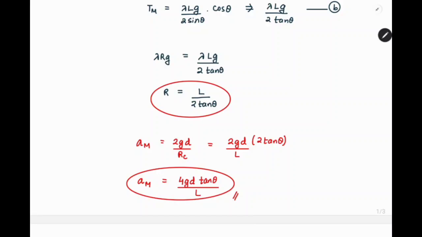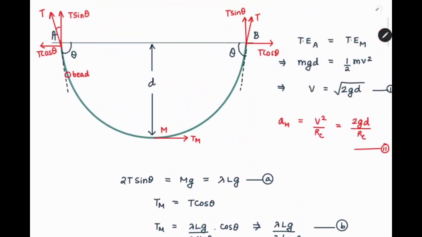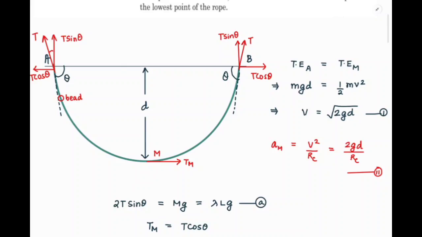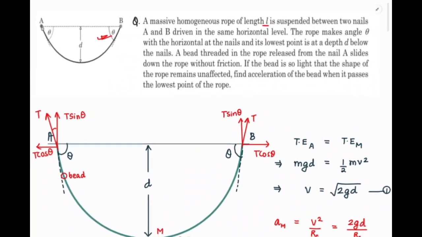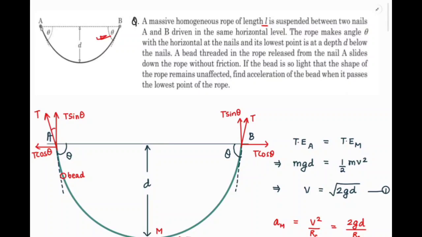So one of the finest problems which we have. Most of the time when a question like this is asked, they end up asking the tension in the thread. So tension in the thread must be known to you. The problem is in circulation for a long time, and this one we solved for calculation of acceleration of the bead when it is passing the lowest point of the rope. So we have solved something new. I hope you like the problem.